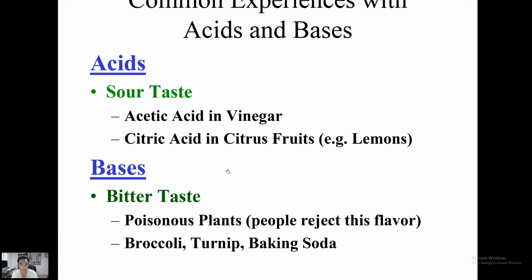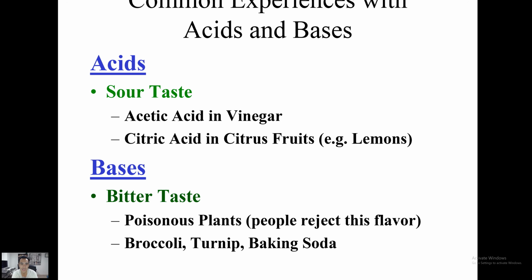Specifically, they are found in citrus fruits and also in things like vinegar. In fact, we actually encounter acids more often than not across the board in many of the foods that we eat. Bases taste bitter. Some of them are actually poisonous. In fact, people actually reject this flavor in many cases for a very good reason, because through evolutionary processes, our ancestors at one point died from eating bases.